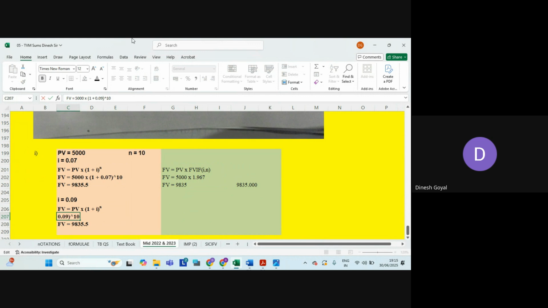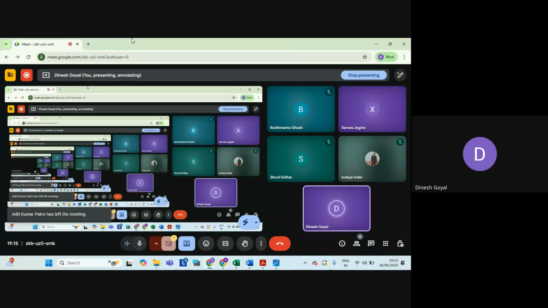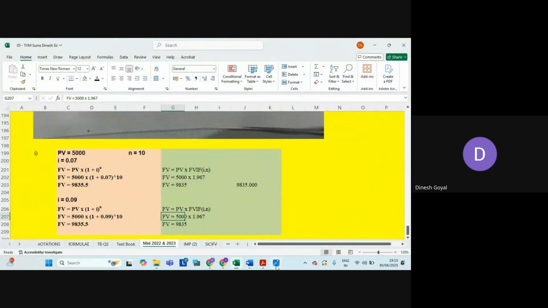This one is 9%, right? And if we have to take the 9% value, the value is given. So what was the value of 9%? The value of 9% is here 2.367.